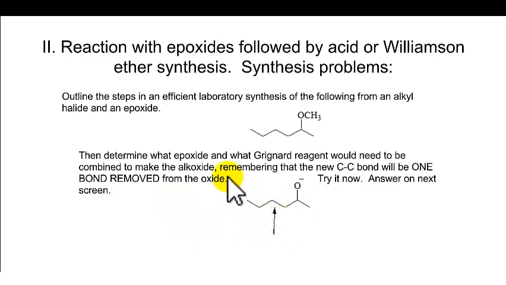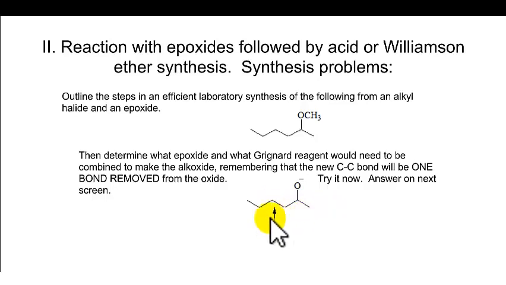Here's the thing to think about. This is really important. When you're using this kind of Grignard reaction, the new carbon-carbon bond that you're making will be one bond removed from the oxide part of the alkoxide. So not this bond is being formed, but the next one over. This one is the one that's being formed. We will see later on that there are reactions where this bond is made, but in this particular case, since we're using an epoxide, that's the new bond that's going to be made.